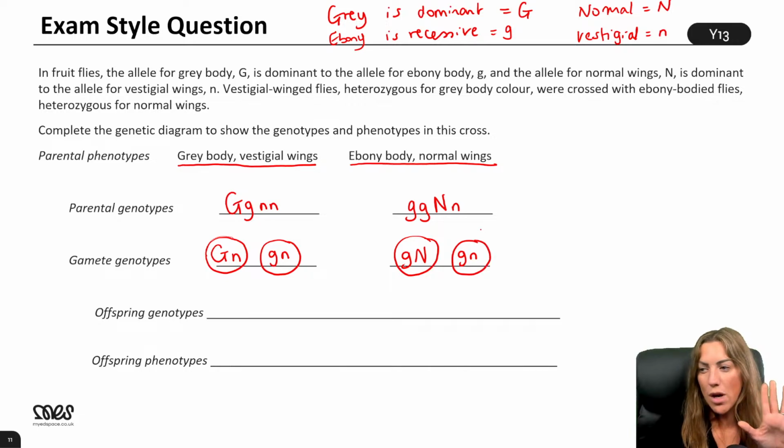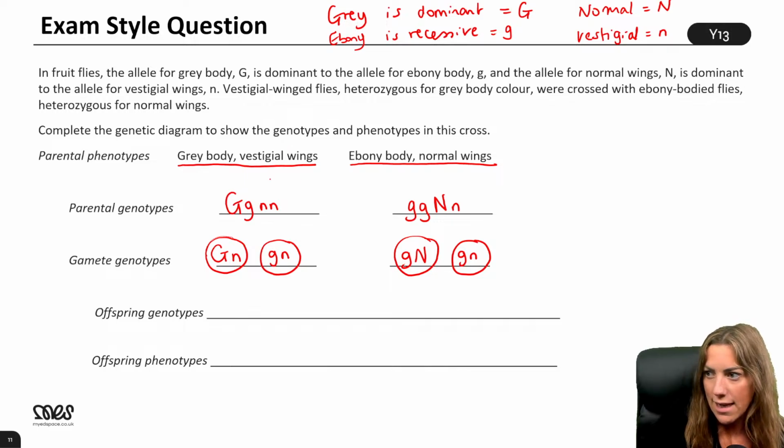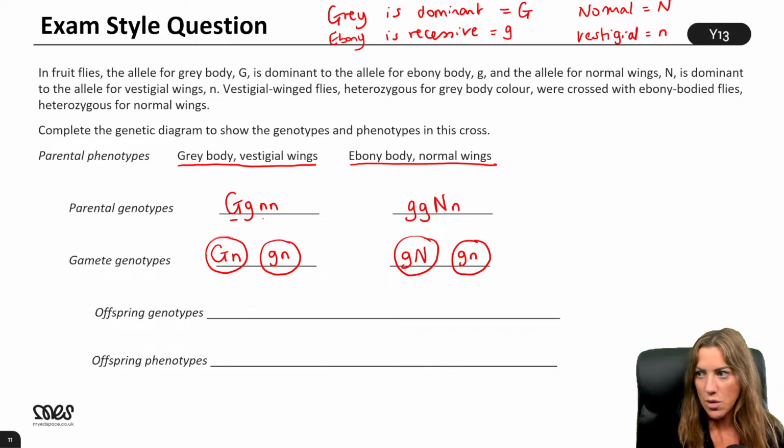Now, I'm only going to bother putting 2. I know we could do 4, but you would just end up repeating yourselves. Do you see what I mean? Because if you say this goes with this or this goes with this, that would give you the same gamete twice. And then this goes with this or this goes with this, that would give you the same gamete twice. Because this individual is homozygous for the wing gene. Same for this parent.